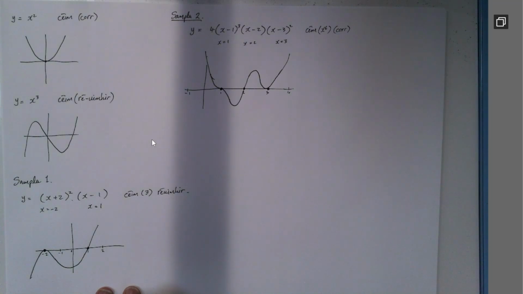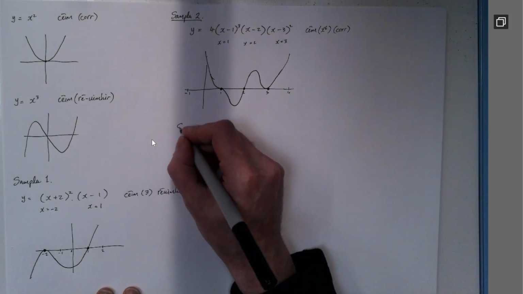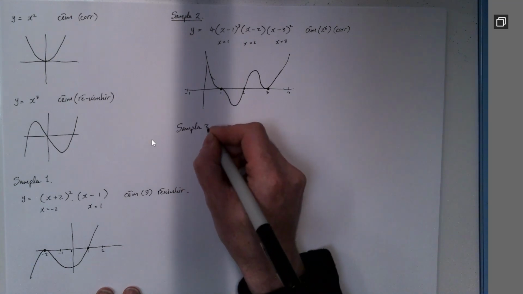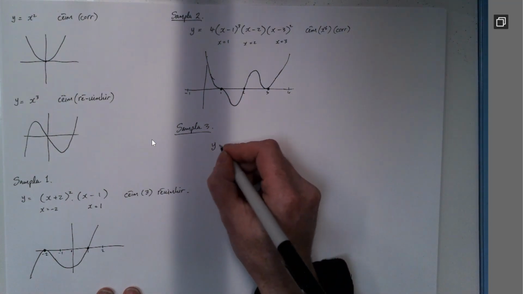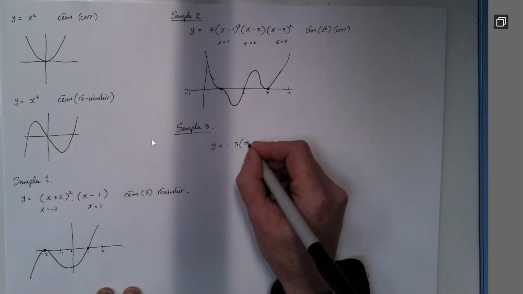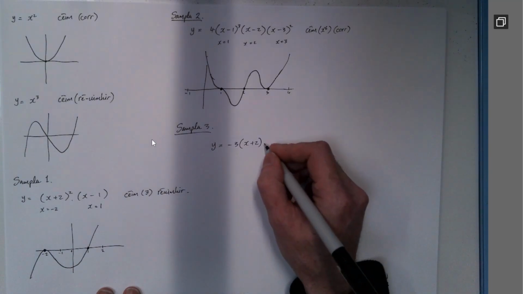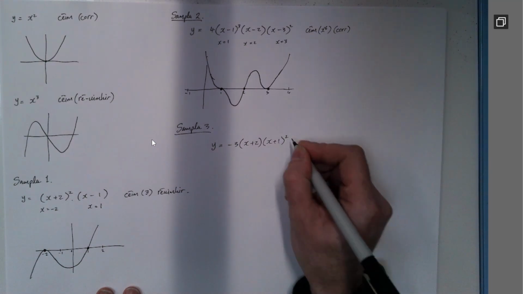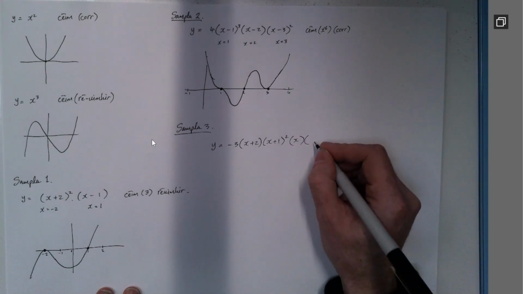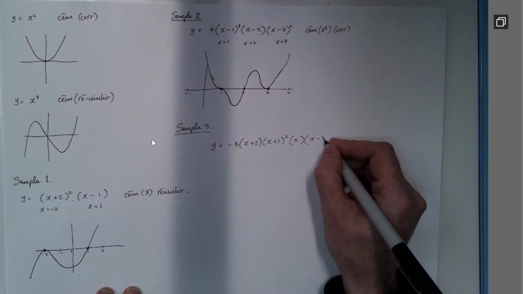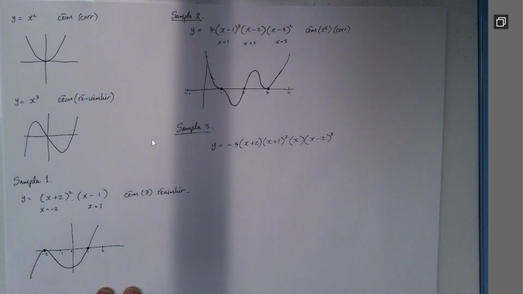Does that make sense to you? Right, you may try example 3. You see a couple of examples and then hopefully you need an example like this at the end. Right, so y equals minus 3 times (x plus 2) times (x plus 1) squared times (x minus 2) cubed. Okay, now this is the sort of thing that came up in last season's exam.